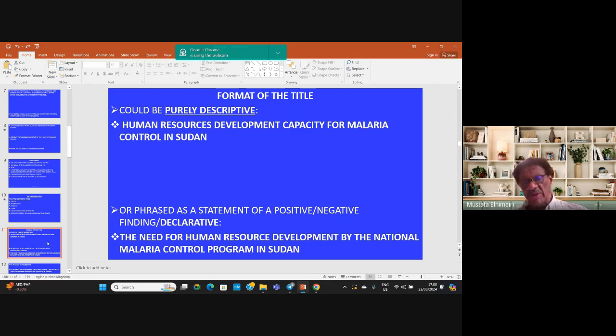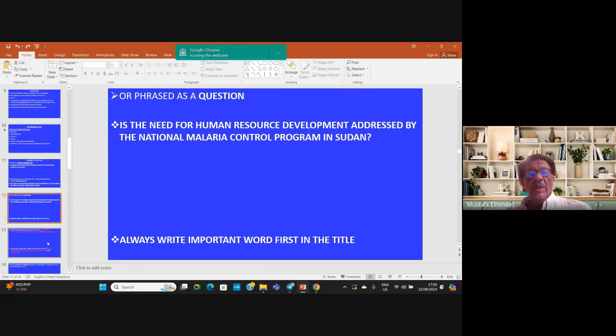a statement of a positive or negative finding in declarative format: the need for human resources development by the National Malaria Control Program in Sudan, or phrased as a question. Some institutes require that the title be phrased as a question using question format. Is the need for human resource development addressed by the National Malaria Control Program in Sudan?